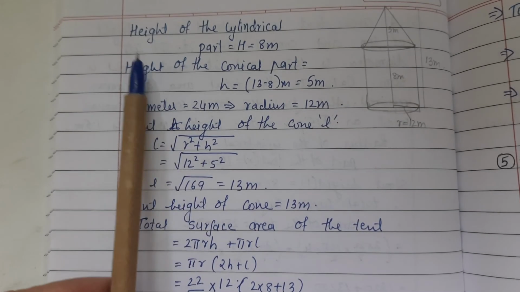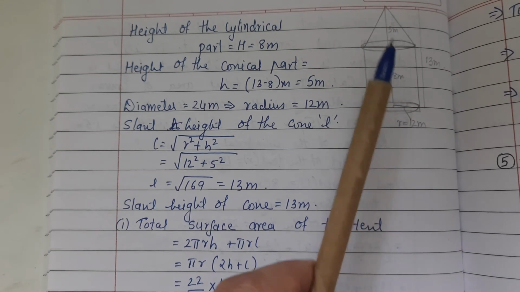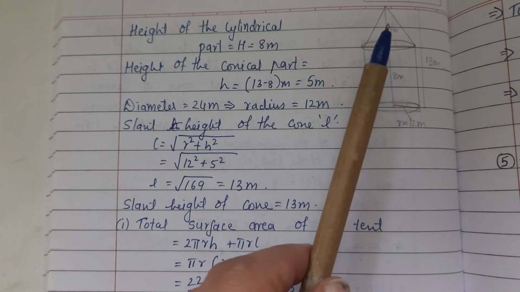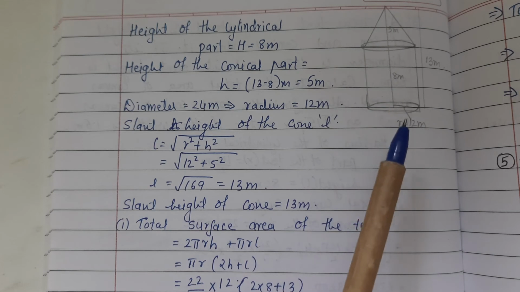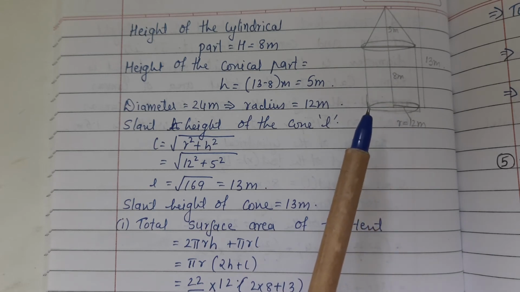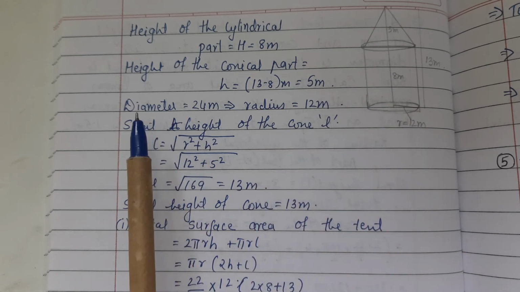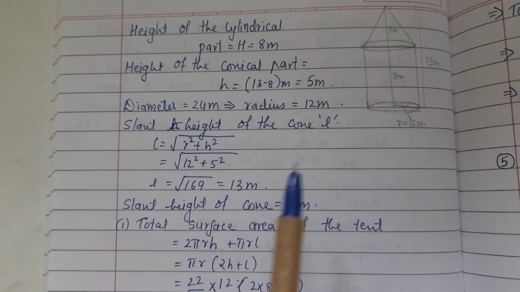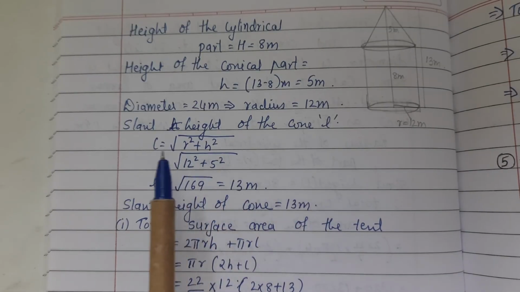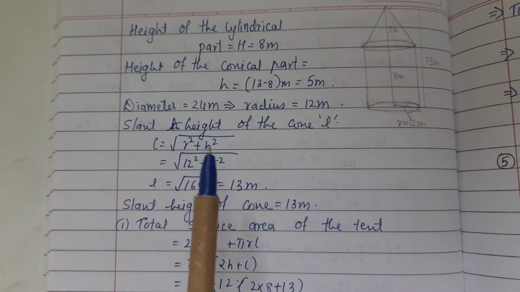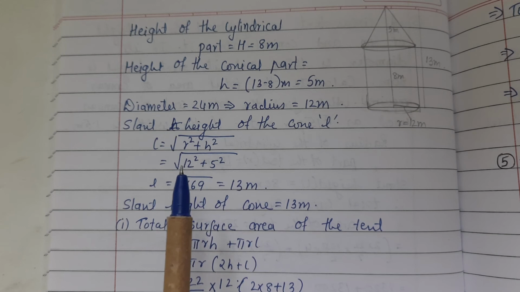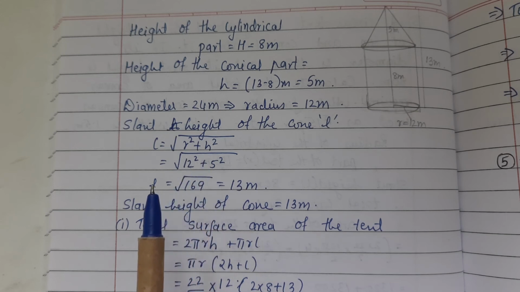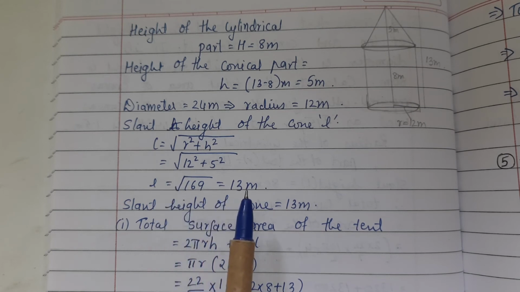Height of the cylindrical part 8 meter. Height of the conical part is 13 minus 8, 5 meter. Diameter of the base is 24 meter. Therefore, radius will be 12 meter. Slant height of the cone L is equal to root of R square plus H square, equal to root of 12 square plus 5 square, equal to root of 169. Slant height is equal to 13 meters of the cone.